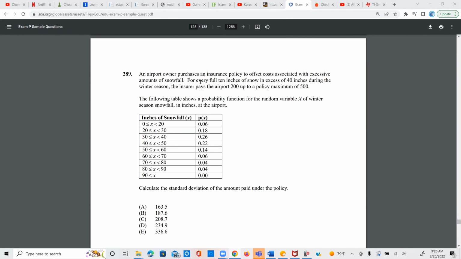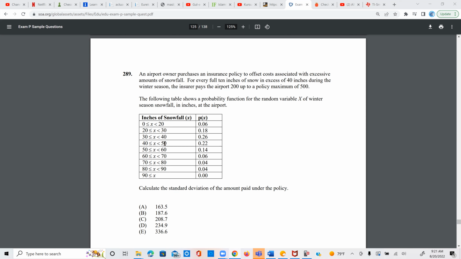Now, the first thing to note here is that the payment starts for every full 10 inches of snow in excess of 40 inches. So the first payment would be once you go 10 inches in excess of 40 inches. So that means 10 plus 40, which is 50 inches. So the first payment starts at 50 inches, which means that in these first 4 rows, as long as we are less than 50, there is no payment. So we have our first payment in this 5th row, and therefore the first 4 rows can be lumped together into x greater than or equal to 0 and less than 50.